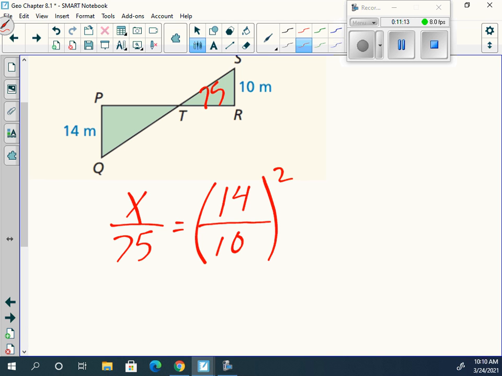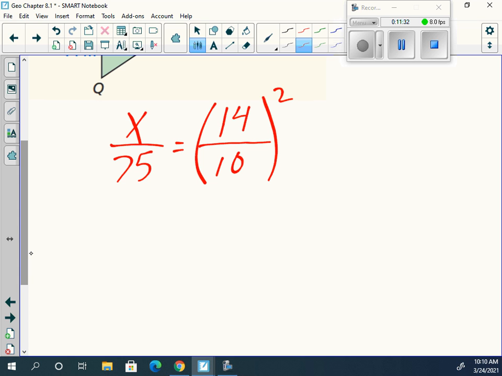Yes. So the reason it's 14 over 10 and not 10 over 14 like we did the first time is since 75 is on bottom, the side connecting to it would be 10. So they would both be on bottom. So that's where we got it flipped, which changed the answer just a little bit.